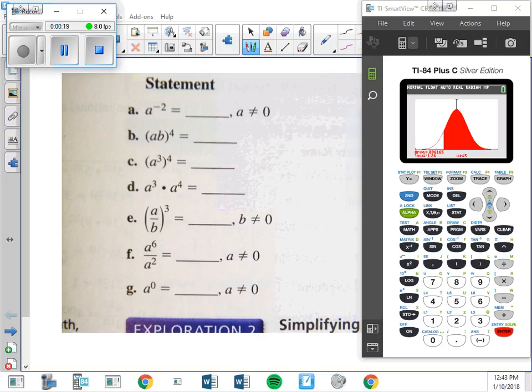How would you simplify a to the negative 2? What does a negative exponent do? It's going to reciprocate the base. So right now the base is a over 1 raised to the negative 2. I flip the base, which would be 1 over a, and then the exponent changes to a positive. A negative exponent flips the base, and when you do that flip, the exponent becomes positive. So this would be 1 over a to the second.